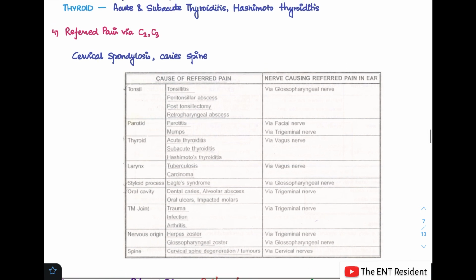Now this is a precise chart here which gives you all the causes of referred pain in the ear, as well as which are the nerves involved in each of these causes. So it can involve the tonsil, parotid, thyroid, larynx, styloid process, oral cavity, TM joint, nerve origin and spine. And all of these are either via the 5th, 9th, 10th cranial nerve or the C2, C3 cervical nerves.